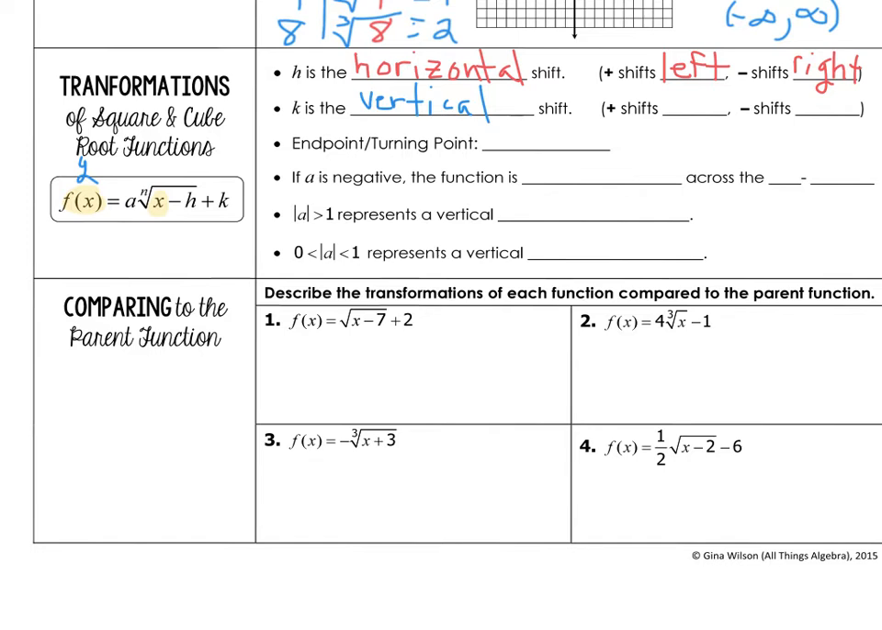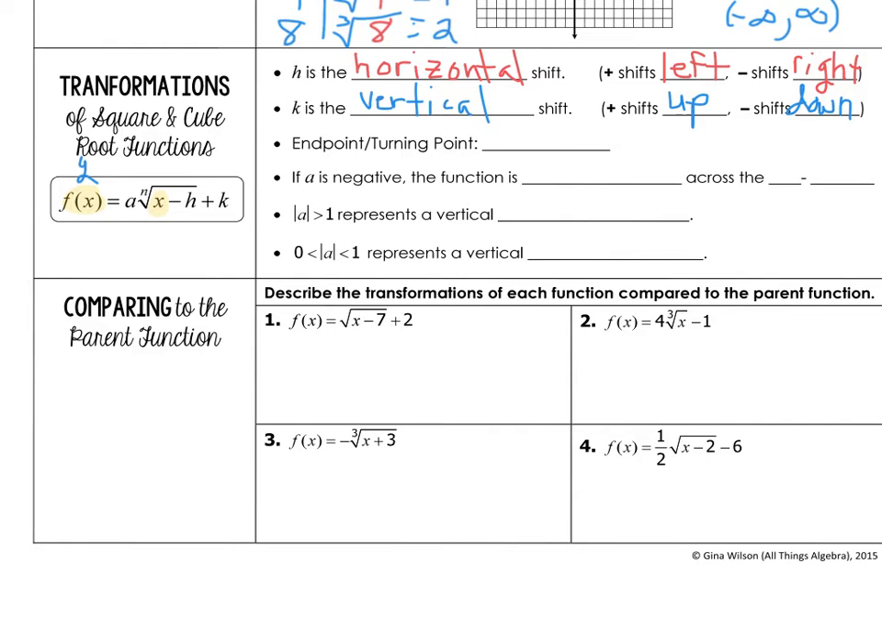And it is exactly as you think it would be. If the k is positive, you're going to go up. If the k is negative, you're going to go down. So positive shifts up, negative shifts down. You might need to put those on flashcards and study them. This is a study issue for you.